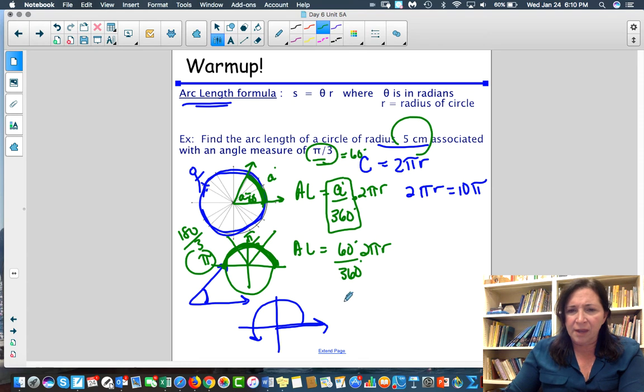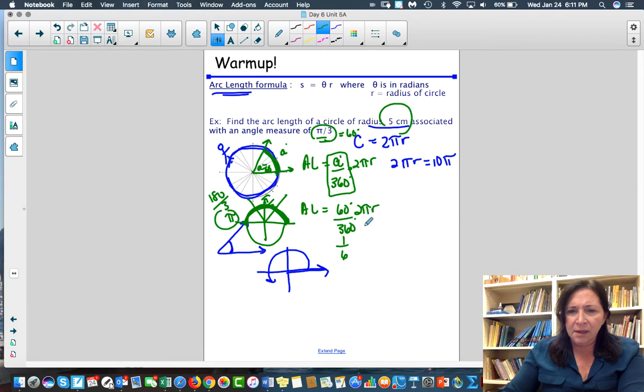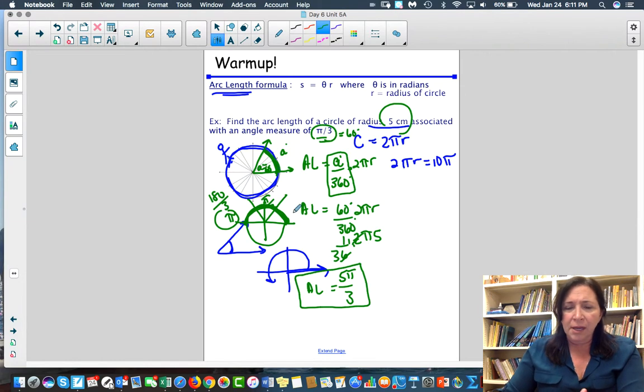And so I would say this cancels into 1/6. So that would be 1/6 times 2 times pi times 5. And let's see, 2 divides into 6 3 times, actually. And so what I have left is 5 pi over 3. And so that's my arc length for a 60 degree or pi over 3 radian length.